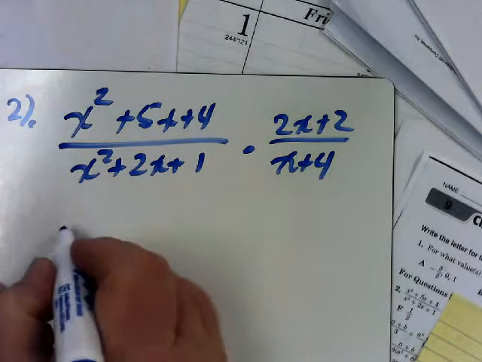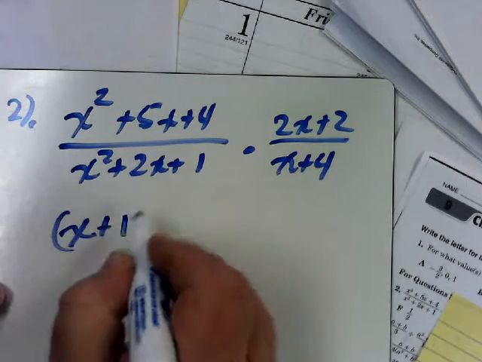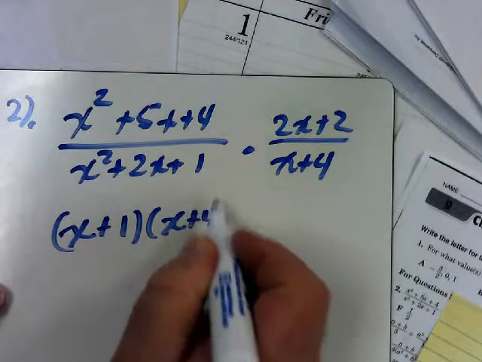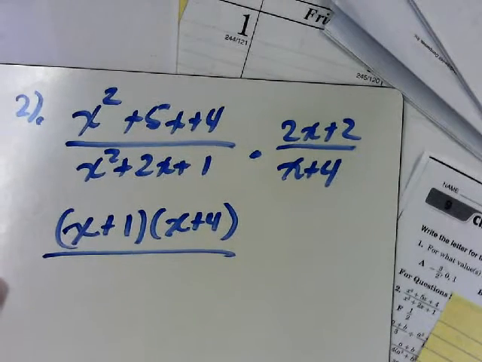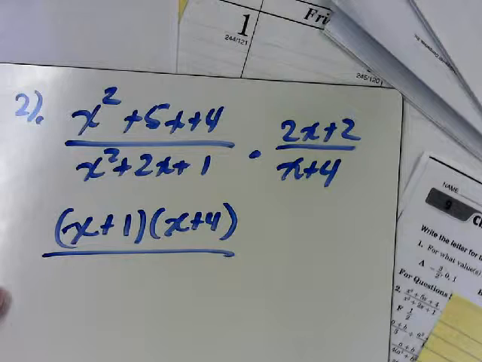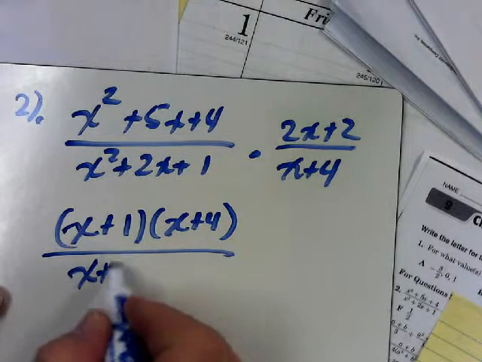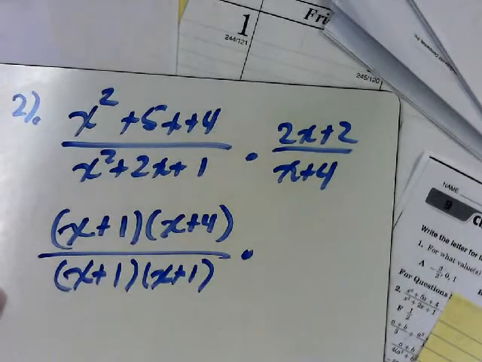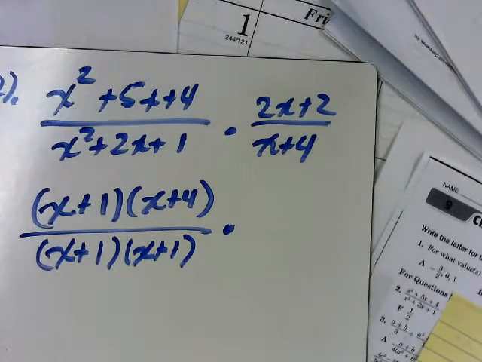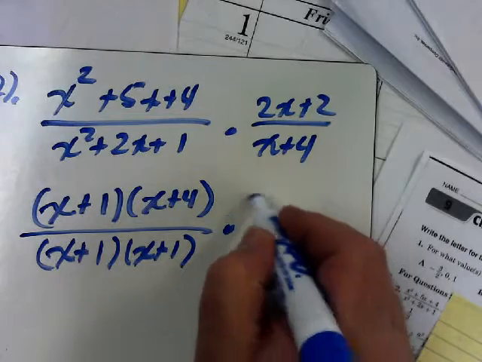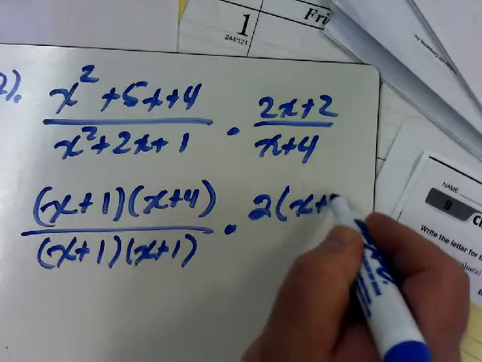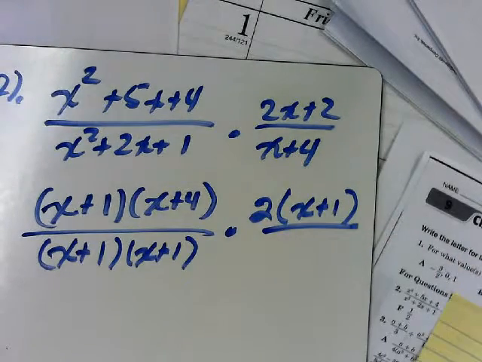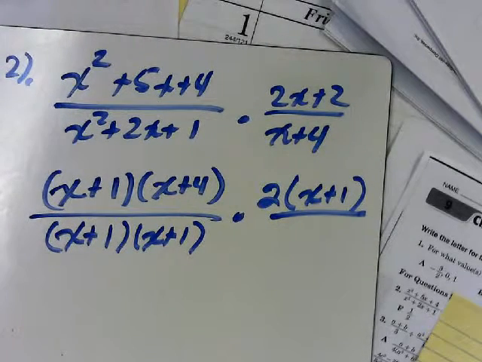X plus 1, x plus 4. What does x squared plus 2x plus 1 factor into? X plus 1, x plus 1. Can I factor 2x plus 2? I can take a common factor of 2 out of it, which will give me an x plus 1. Can I do anything with the x plus 4?